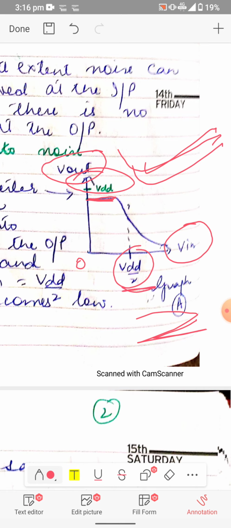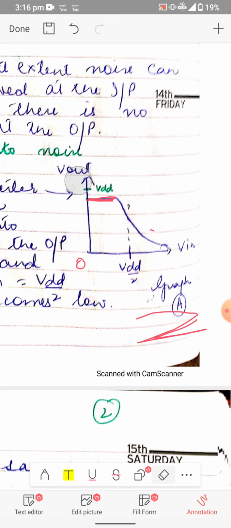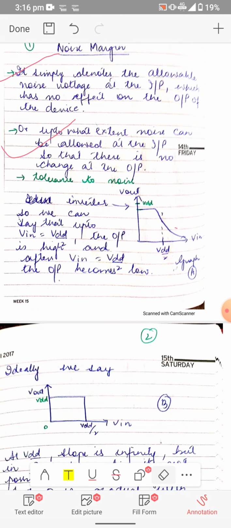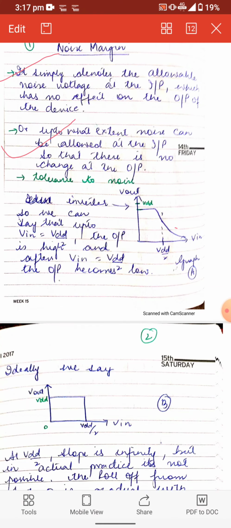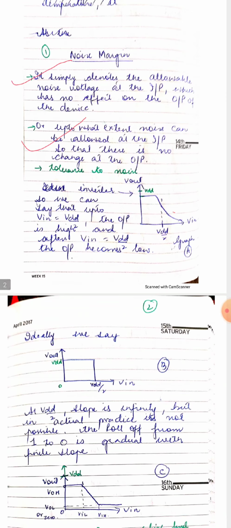Okay, at VDD by 2, both the transistors of the CMOS are in saturation mode, as you know from the previous lectures. After VDD by 2, as my input exceeds VDD by 2, my output will start coming down, and ideally it should go to 0. Okay, this is how the DC transfer characteristic curve of a CMOS looks like. So this is what I have written over here. I have written everything in this paragraph.